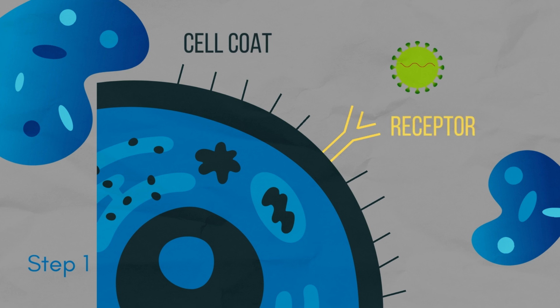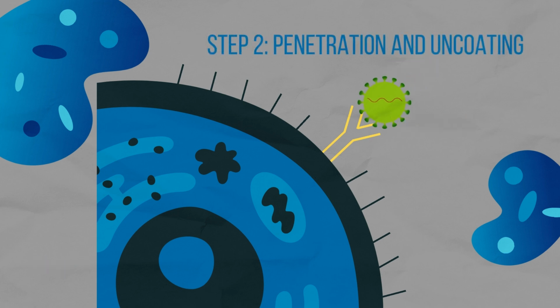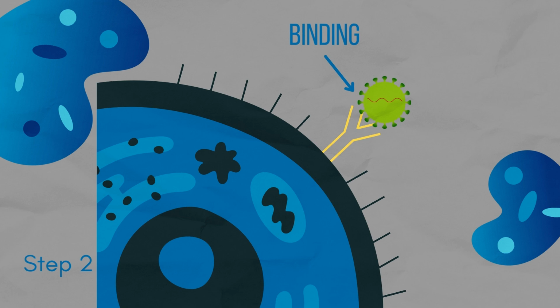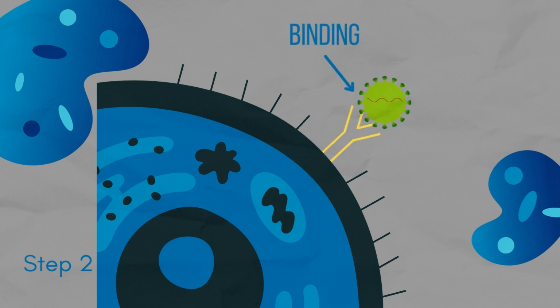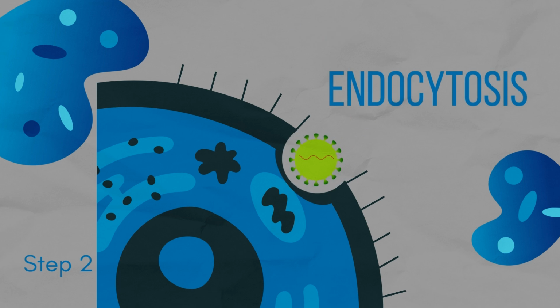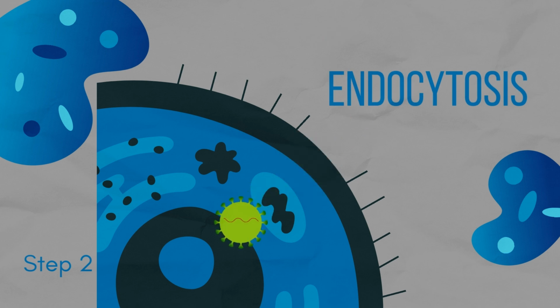This attachment is facilitated by the virus's surface proteins, which precisely match specific receptors on the cell's surface. Think of it as a lock and key mechanism, where the virus and the host cell perfectly fit together. Once attached, the virus enters the host cell. This penetration can occur through direct fusion with the cell membrane or endocytosis, a process where the cell engulfs the virus. Inside the host cell, the viral coating is removed, exposing its genetic material. This uncoating is crucial for the next phase of the cycle.